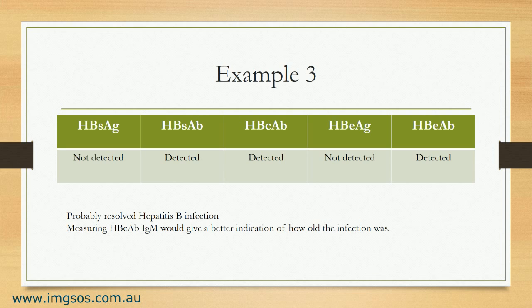But at the end of the day, we probably should get a quantitative measure of those surface antibodies to see how high they are. But if they're high enough, this patient's had hepatitis B, got better, and they're likely to be immune.